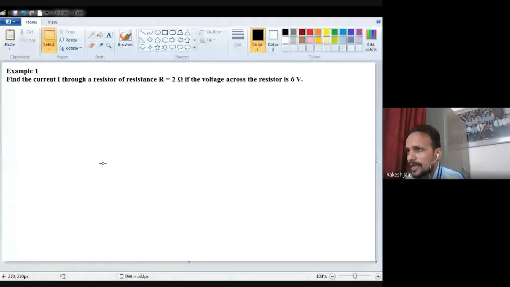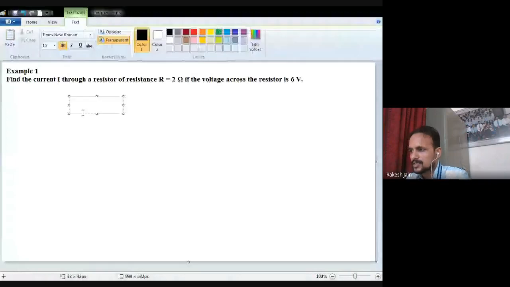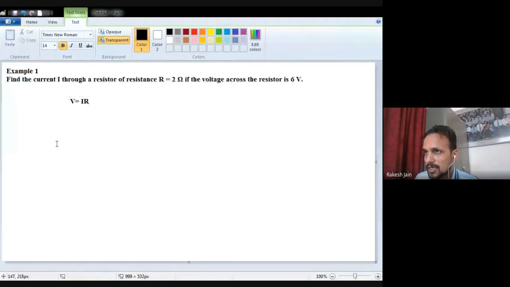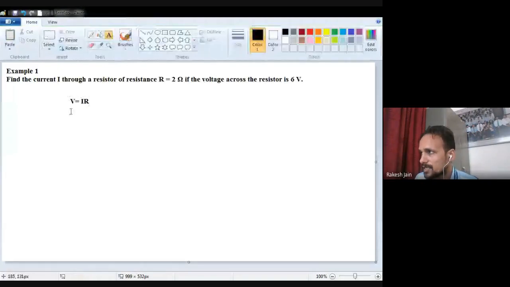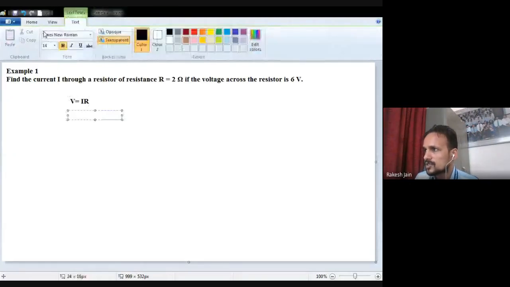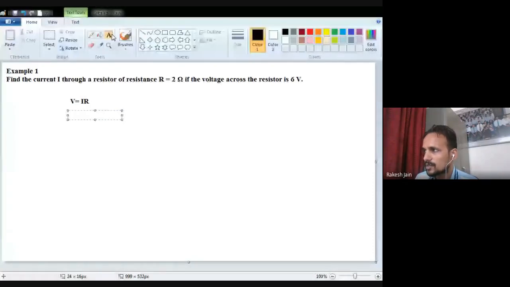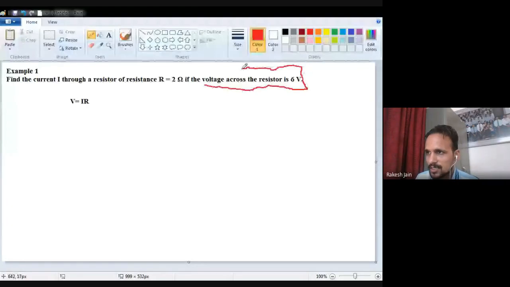Now, we know that voltage is always proportional to current multiplied by resistance, because this is Ohm's law. Now, what is the voltage given? In this numerical, it is mentioned that the voltage across the resistor is 6 volt. It means V is equal to 6. So in place of V, I just write down 6. That is equal to I multiplied by R.